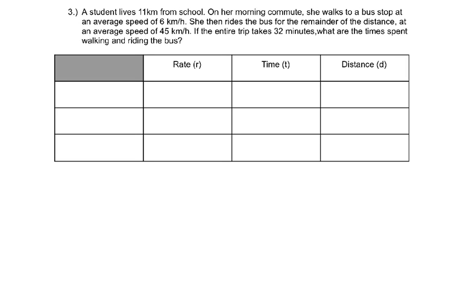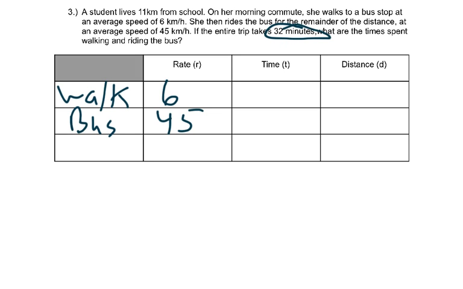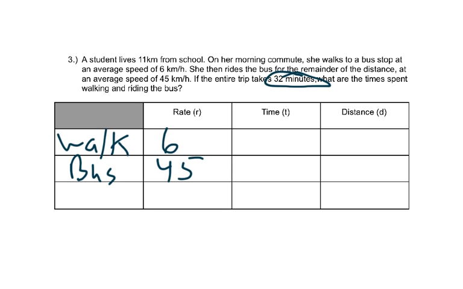So now we have our first part, which is our walk. Then we have our second part, which is the bus. The rate of the walk is going to be 6 kilometers per hour. The rate for the bus is 45 kilometers per hour. Now, the entire trip takes 32 minutes. Once again, be cautious of the units. Our rates are in kilometers per hour. The trip is in minutes, so we need to think of that in terms of an hour.